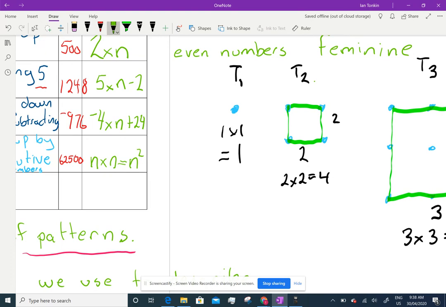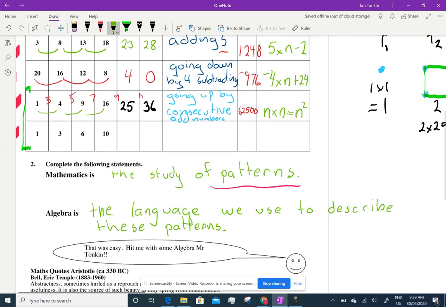Brilliant. Okay, this next pattern is a lot harder, but is the same. So if you think you want to have a go at it, go away, have a go at it, and then come back to the video and see if you got it right.